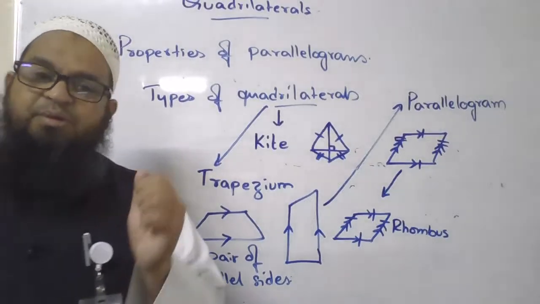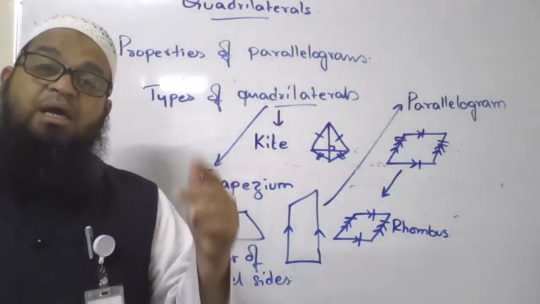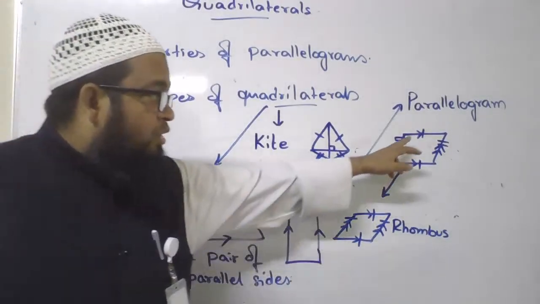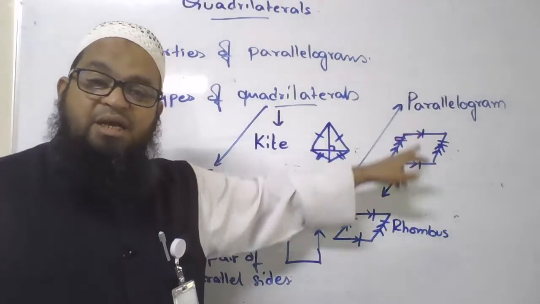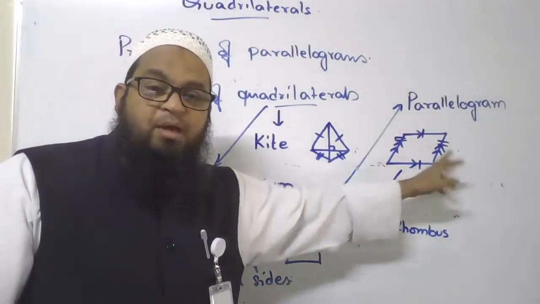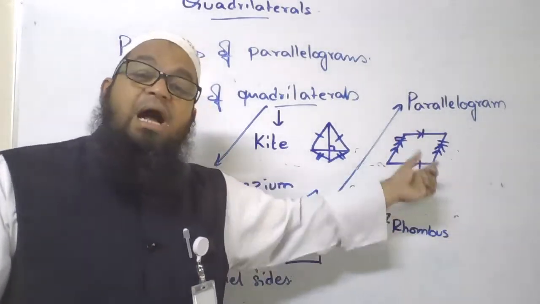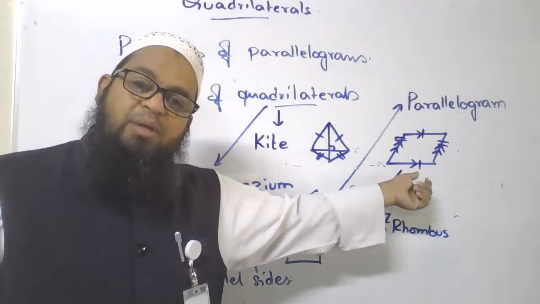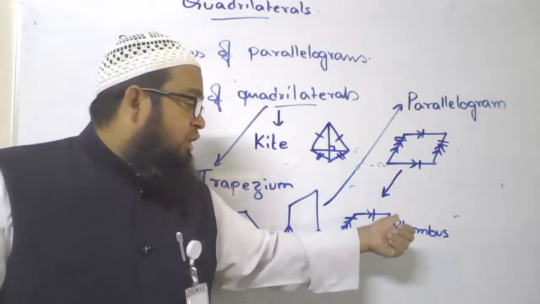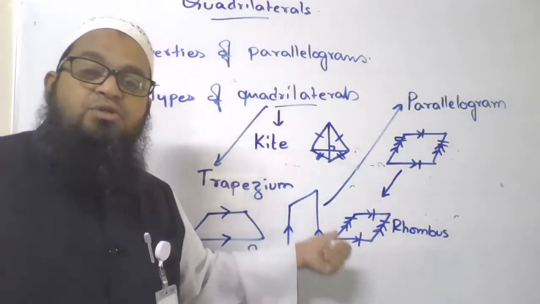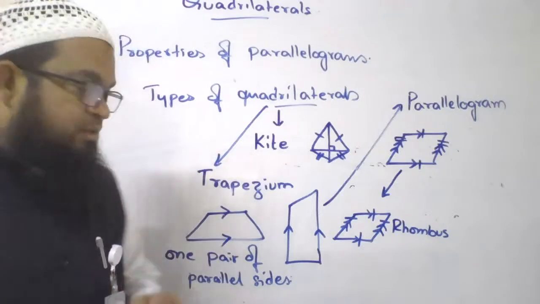Understood? What is the difference between a parallelogram and a rhombus? In a parallelogram, only opposite sides are equal. And if I add a condition to this parallelogram that all sides are equal, then it becomes a rhombus.